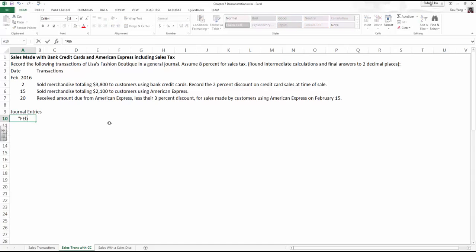So our first transaction is on February 2nd. On February 2nd, we sold merchandise totaling $3,800 to customers using bank credit cards. Record the 2% discount of the credit card sales at time of the sale. So what we're going to do is this. We have to record the cash that came in. For now, let's leave that blank. We know that we will record a credit card expense for this transaction as the customer is using a bank credit card. We will record the sale. So the sale amount is the definite amount of $3,800.